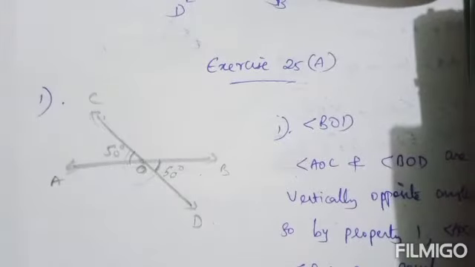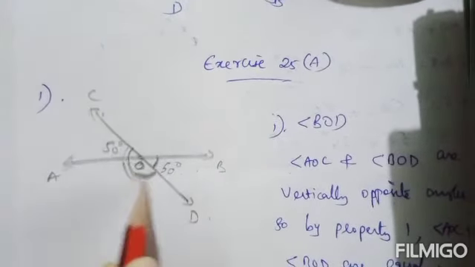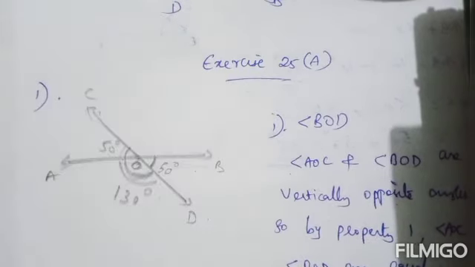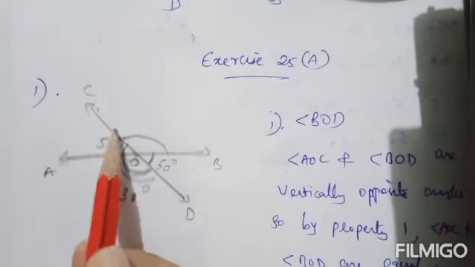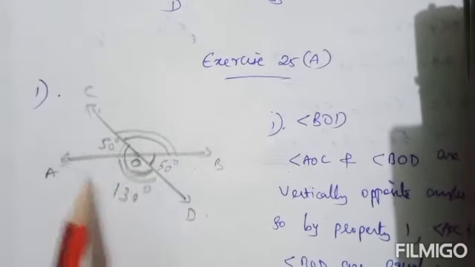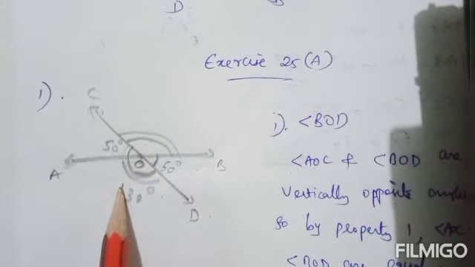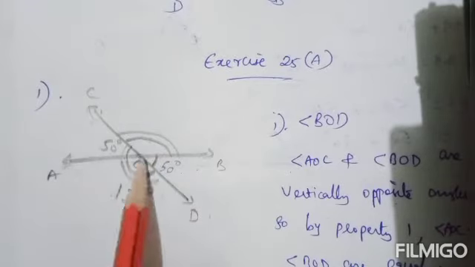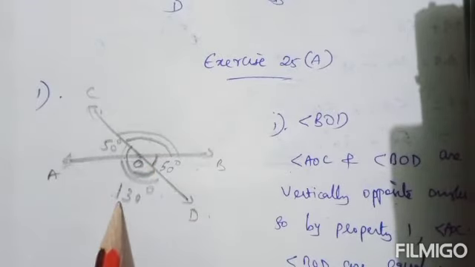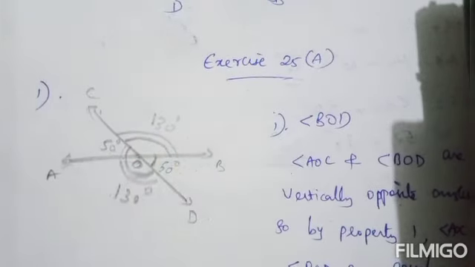In that, third one, angle BOC. So we got angle AOD equals 130 degrees. This angle is 130 degrees. You have to find this angle, BOC. So we know angle AOD and angle BOC form vertically opposite angles, so they are equal. By property 1, we can say the vertically opposite angles AOD and BOC are equal. So if AOD is 130 degrees, BOC is also 130 degrees.